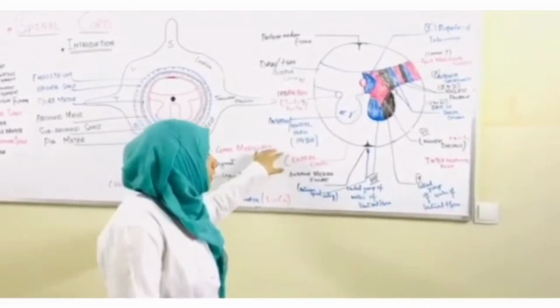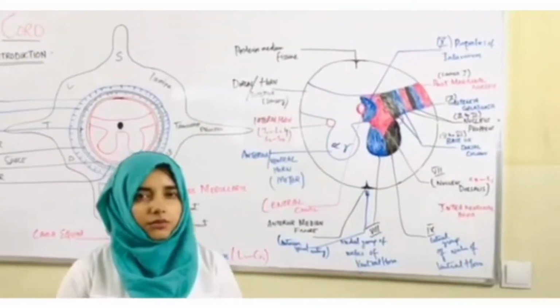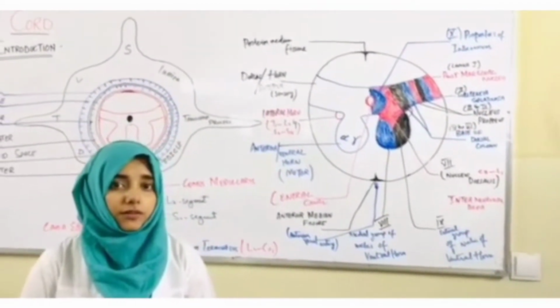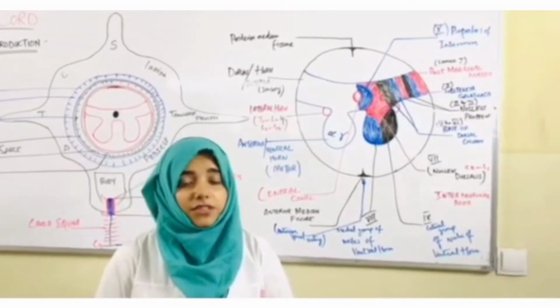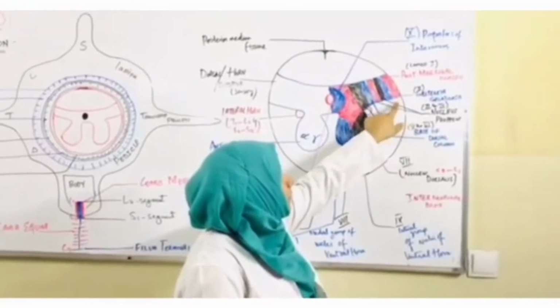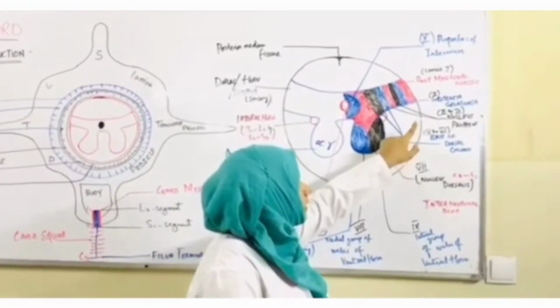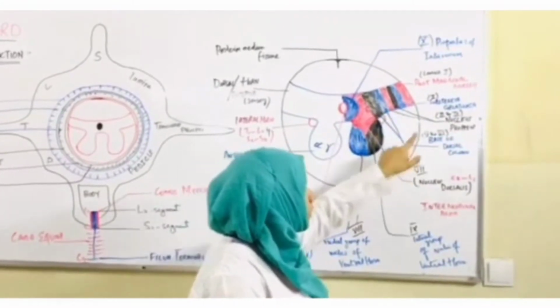When we talk about the nuclei of the spinal cord, the neurons of the spinal cord are arranged in the form of laminae, which are called laminae of Rexed. From lamina 1 to lamina 4, we have 3 nuclei. For lamina 1, it is the posteromarginal nucleus.